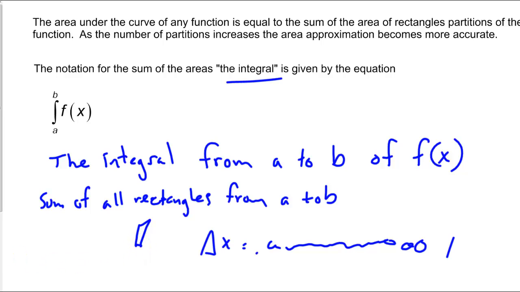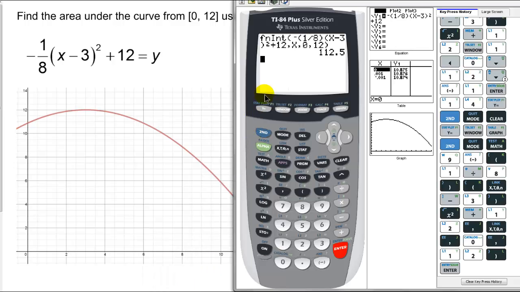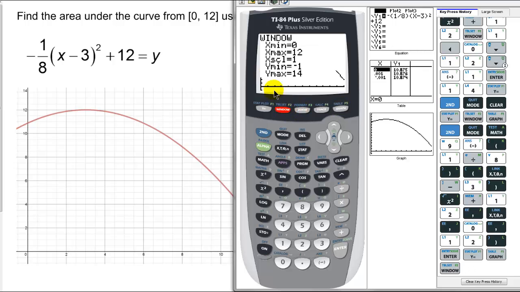Now to do this on our calculator, for this same function, we're going to do the following. Turn that guy on, we're going to go to y equals first, and plug in our function. The function is going to look very similar to what we're doing here. I have x min at 0, x max at 12, looking at a y min of -1 and a y max of 14. Once again, make sure your fractions are in parentheses and your x minus 3 term is in parentheses when you square it.